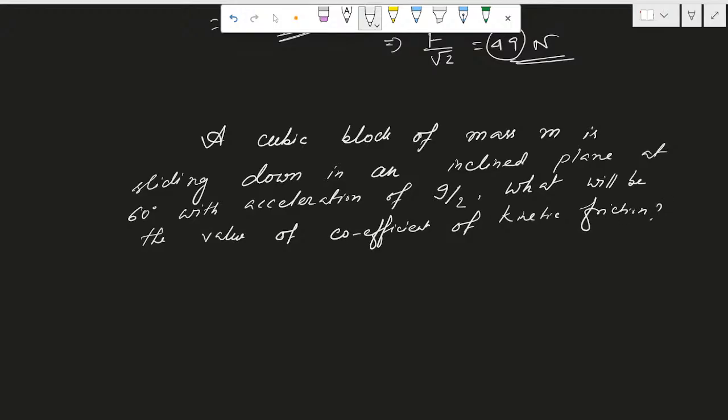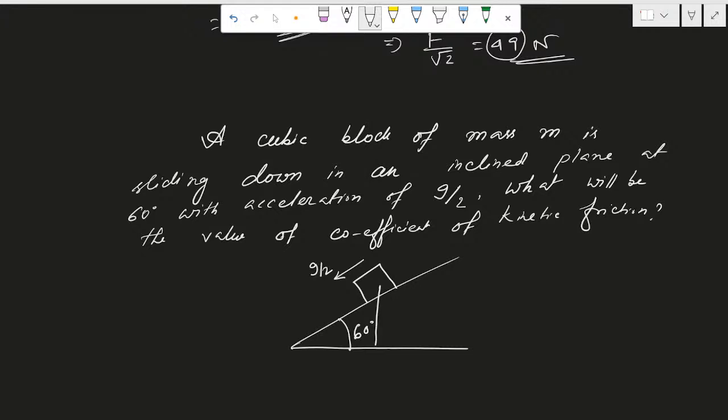So it seems to be a kinetic friction problem, but it is in the acceleration, so it is a kinetics problem. Because you already know the concept of friction in mechanics 1, this type of question is stated. I have discussed it in the class also, and again I am revising the concept with you. So the block is kept at 60-degree inclination, and it is coming down with an acceleration of g by 2.